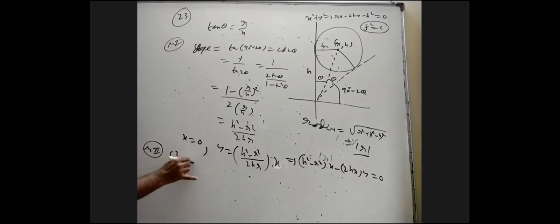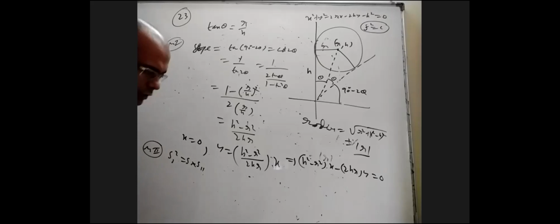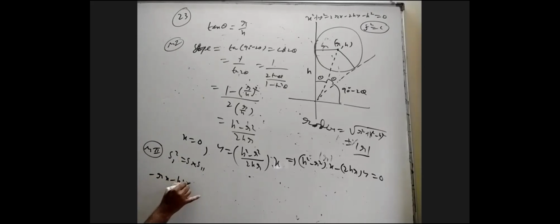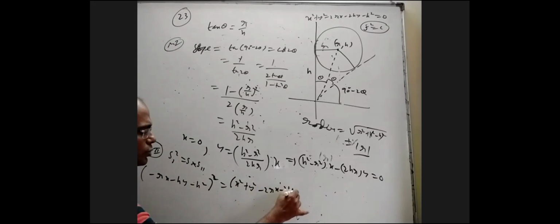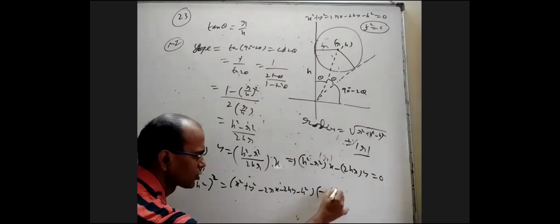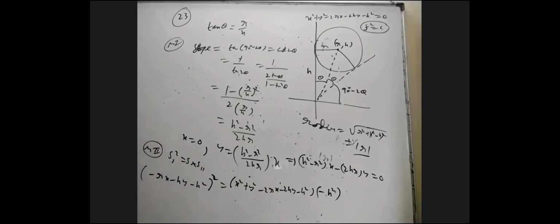Somebody can do s1 square equal to s into s11 and it will also come quite easily, not difficult. Again, with respect to the origin only I have to apply. So s1, if I do it, I'll get minus rx minus hy minus h square, whole square. S is as it is, the full equation, x square plus y square minus 2rx minus 2hy minus h square. Yes, s11 for the origin is minus h square. Just expand, I guess. R square x square plus h square y square plus h power 4.